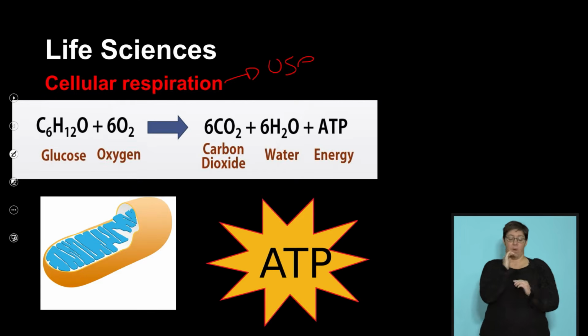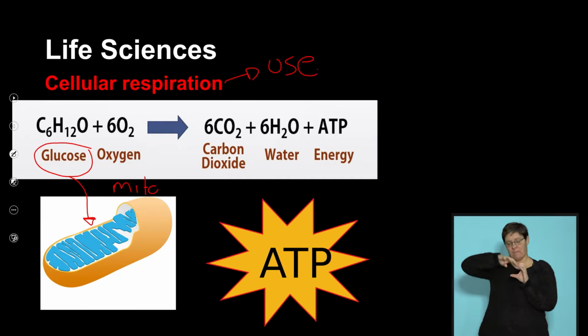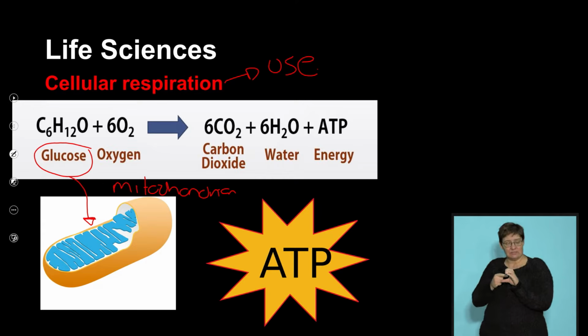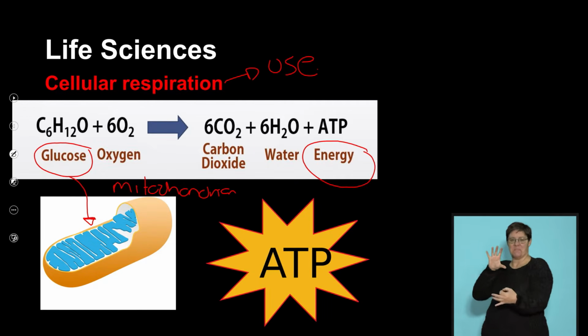So the plants made it, we ate it, and during cellular respiration, what did we use? We took the glucose and we put it into, where did that glucose go? It goes to our cells, and we have this organelle called the mitochondrion. And what does the mitochondrion do? It untraps. Look at the word here, energy. It untraps energy and it releases ATP.